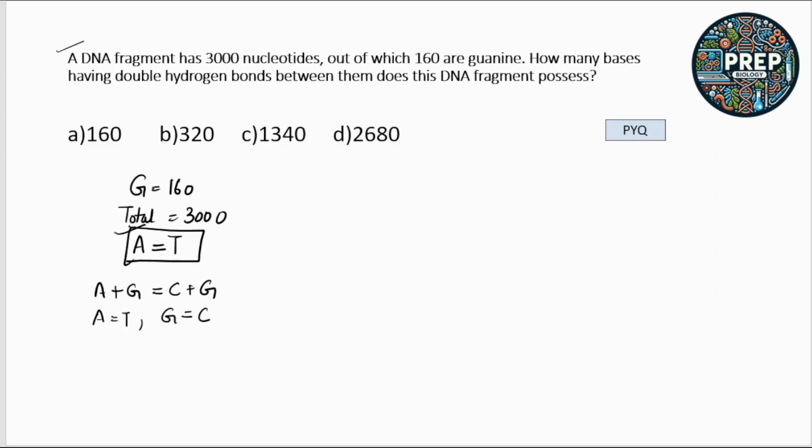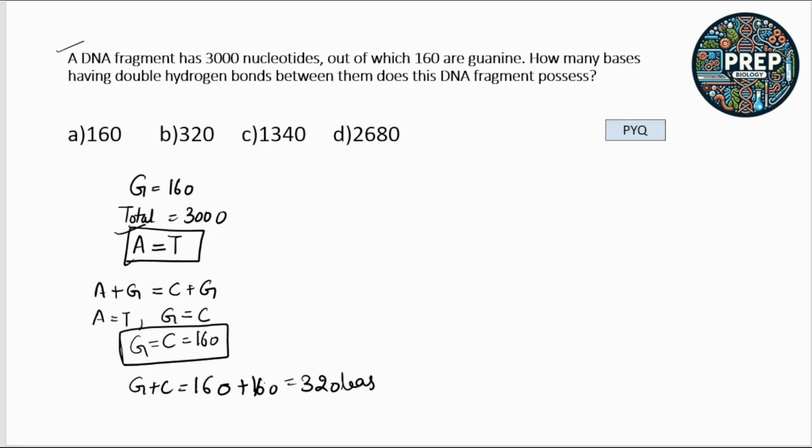Now if we apply this, if the guanine is 160, then cytosine is also 160, that is equal to guanine. Okay, I hope this is clear to you all. So G plus C is equal to 160 plus 160, which is equal to 320 bases. Okay, so this is the 320 bases of total G plus C.